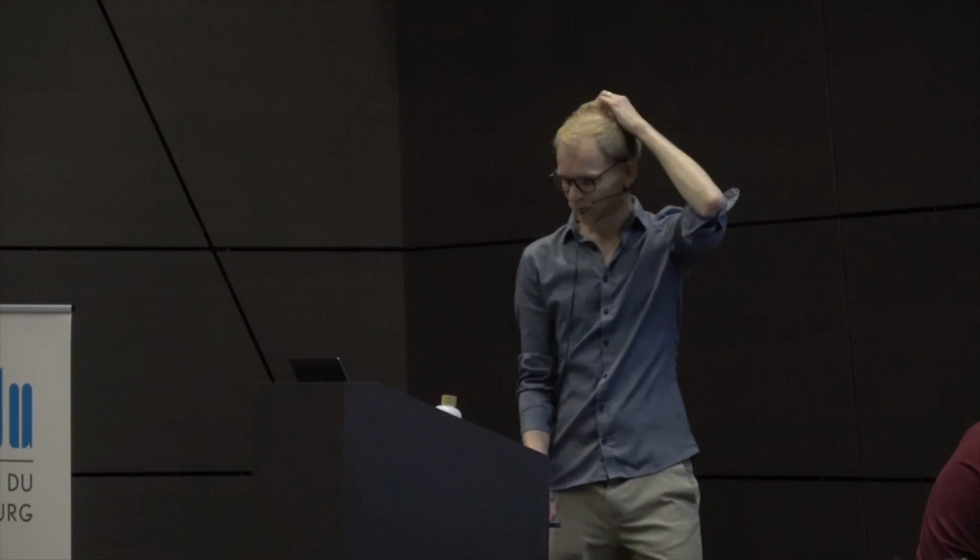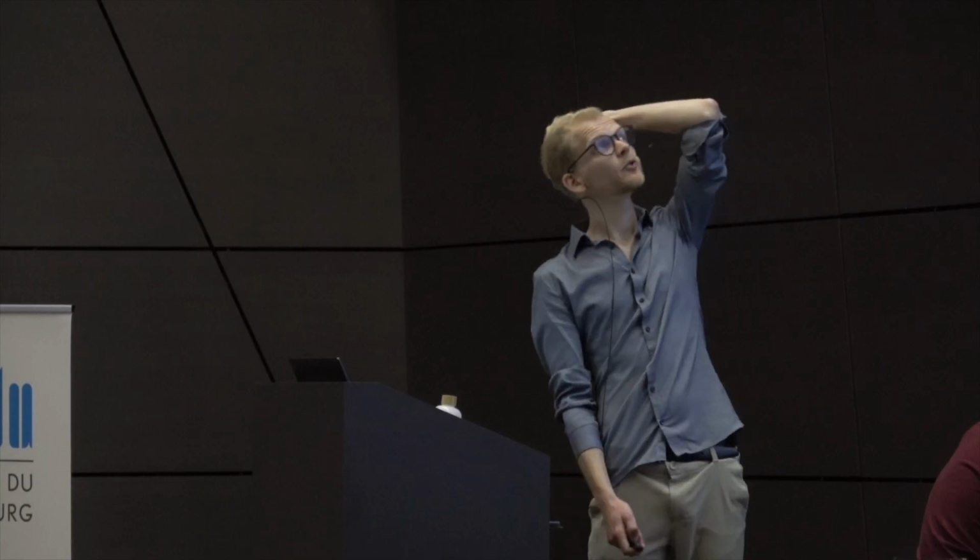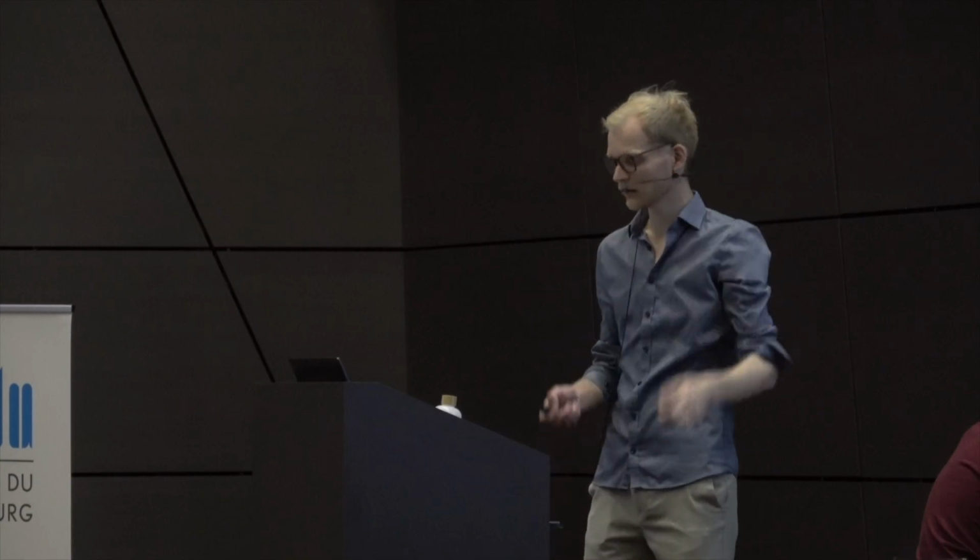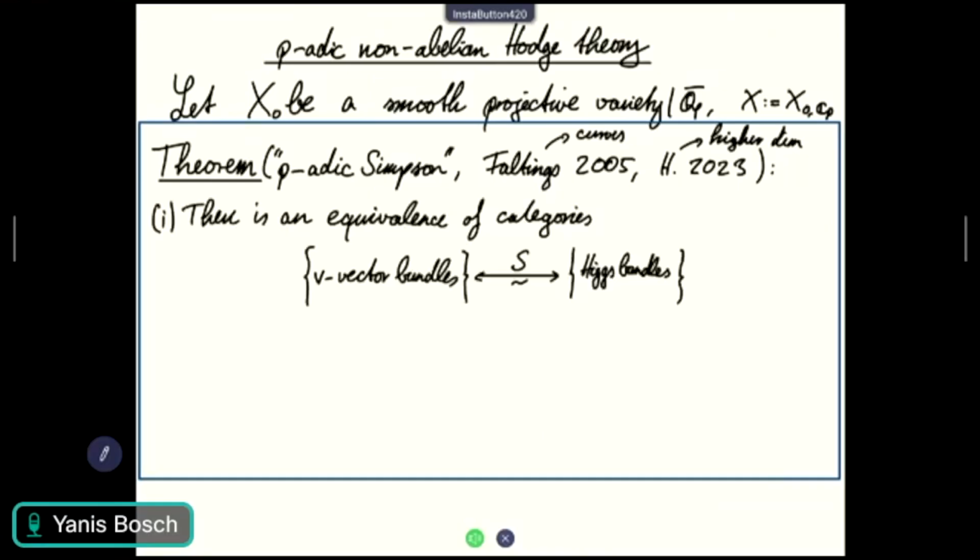But so the theorem I present here is due to Faltings, one of the first works in the area in 2005 for curves. And then 2 years ago, I explained how to generalize this to higher dimension. And the statement is that once again, we can match up coefficient systems. Okay, we have on the one hand, v-vector bundles, these coefficients for v-cohomology. And on the other hand, Higgs bundles, which are the coefficient systems for Hodge cohomology. Okay, so this matches up 2 of these worlds.